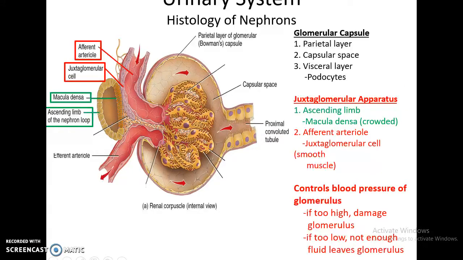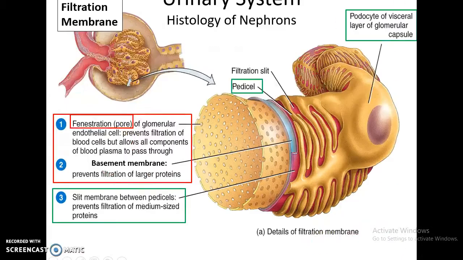So the glomerulus is a capillary bed. It is maintained at a pressure that is the highest for any capillary bed, but we don't want it to get too high, because if the blood pressure gets too high in the glomerulus, then the capillaries will rupture and will prevent proper functioning of the nephron.